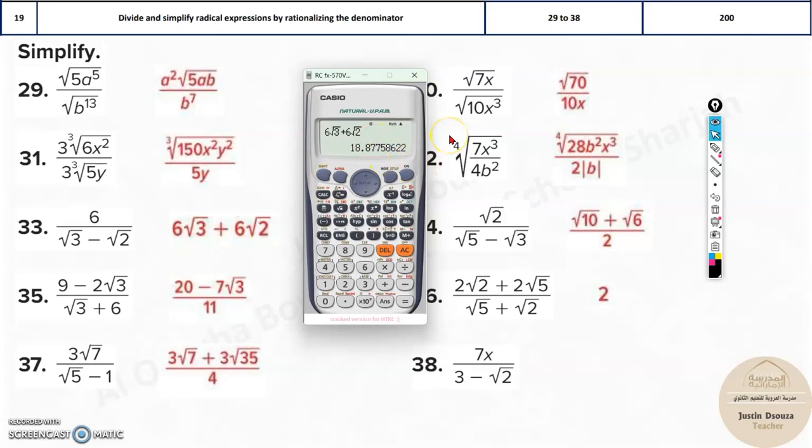These both must match. So what you need to do is, once you get the answer, because there are some cases, I'm not sure where you'll get it. Let me just try this one. 3 root 7 divided by root 5 minus 1. Now, even over here, you can see there's a little bit of difference. 3 root 35 is first, plus 3 root 7. It's one and the same.